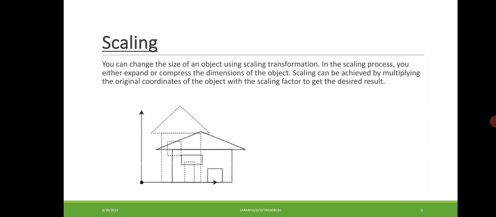The next is scaling. You can change the size of an object using the scaling transformation. In the scaling process, you either expand or compress the dimensions of an object. Scaling can be achieved by multiplying the original coordinates of the object with the scaling factor to get the desired result.